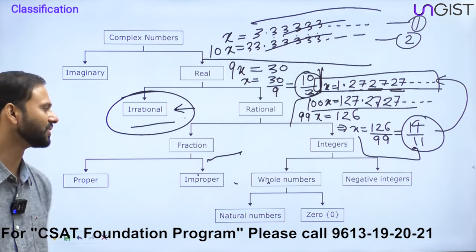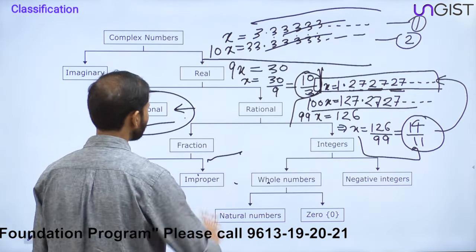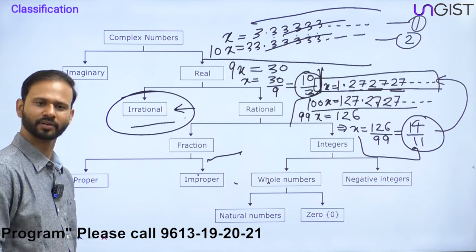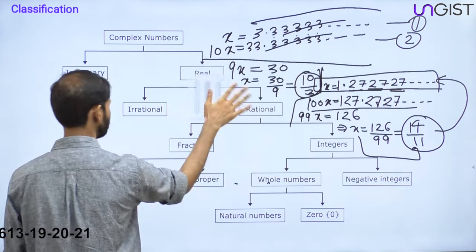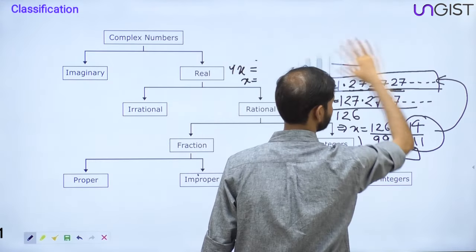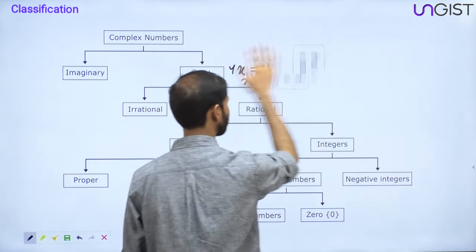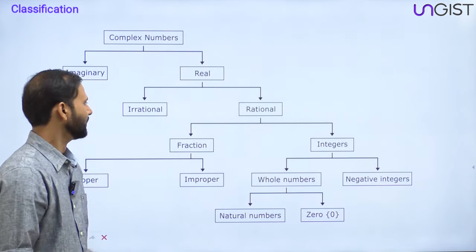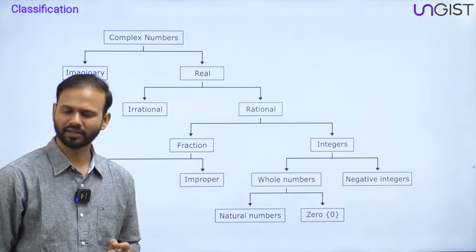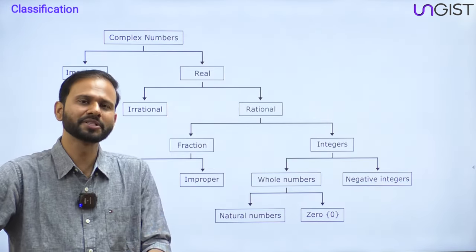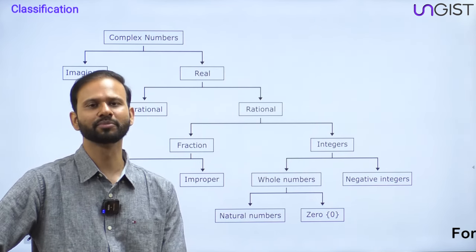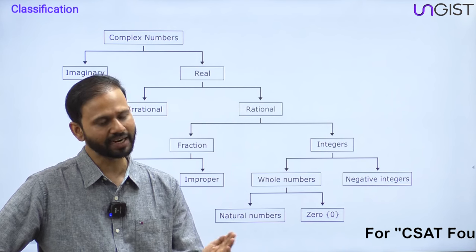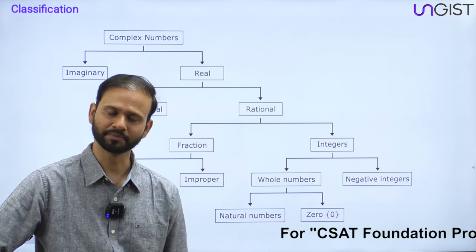What is an irrational number? Let's feel it. Shall I remove it, everyone? Because I need this free space. Okay. What is an irrational number? I just said, a number that cannot be expressed in the form of p by q. So the only condition is that after the decimal we have infinitely many digits and there is no fixed pattern.